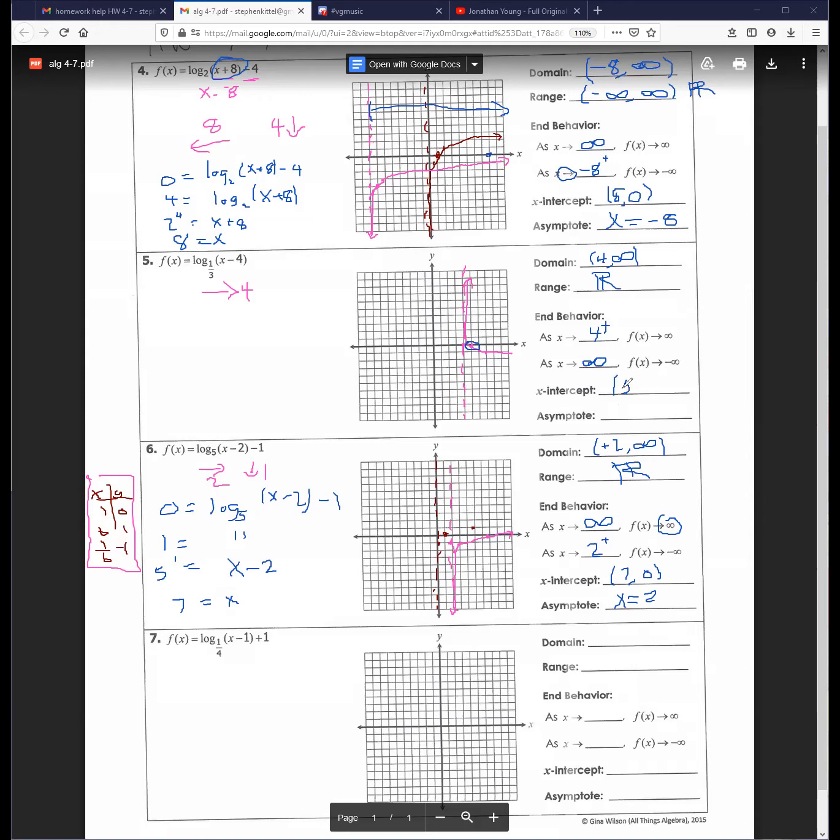So that's obviously 5, 0, but if you're not comfortable with that, let's consider we just have to solve this expression. So we're going to do 1/3 to the power on both sides, and anything to the 0 power is 1. So 1 equals x minus 4, and therefore x equals 5. All right, our asymptote is, again, very obviously x equals 4.